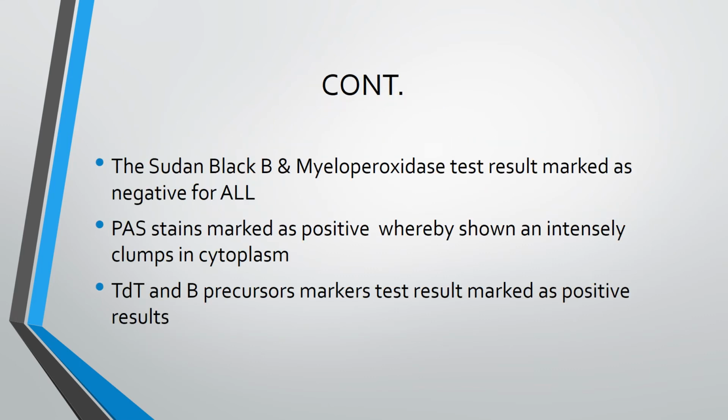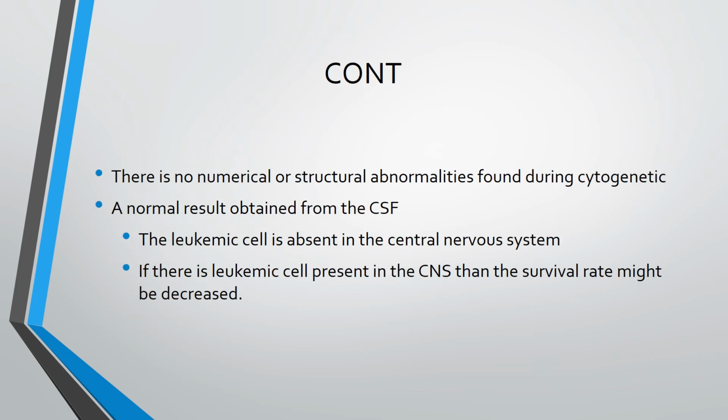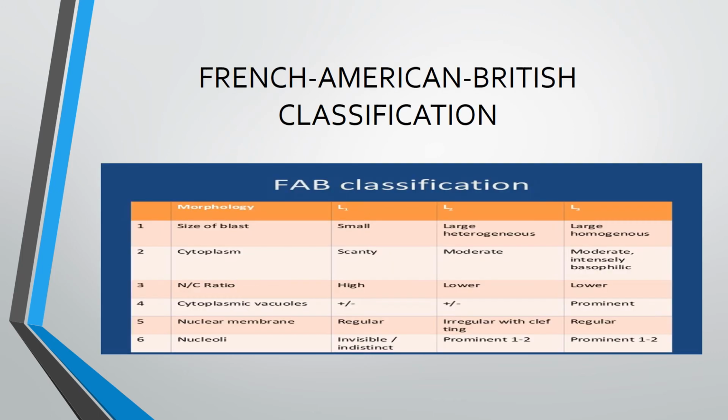The Sudan Black B and myeloperoxidase test results are marked as negative for ALL. The PAS for this patient is marked as positive, whereby it shows an intense clump in the cytoplasm. The CD and precursor marker test results are marked as positive. However, there are no numerical or structural abnormalities found during the cytogenetics, and a normal result was obtained from the CSF. Therefore, the leukemic cells are absent in the central nervous system.